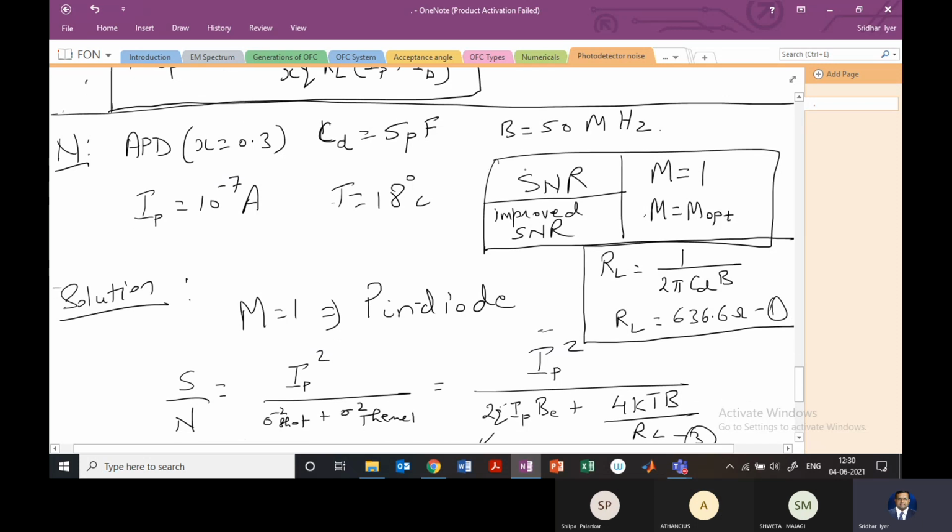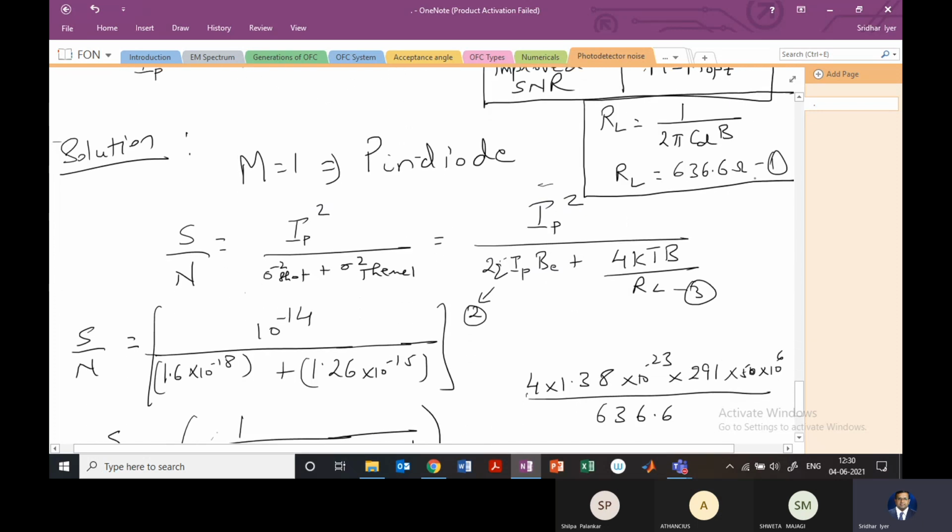When m is equal to 1, the diode is basically a pin diode, because m stands for the multiplication factor, and in a pin diode there is no multiplication of the current. So m is 1. In that case, we have evaluated the signal to noise ratio here. The signal power is IP square. In the APD case, the signal power will become M square into IP square, which we'll see very soon. But for the pin diode, it is IP square divided by the shot noise plus the thermal noise.